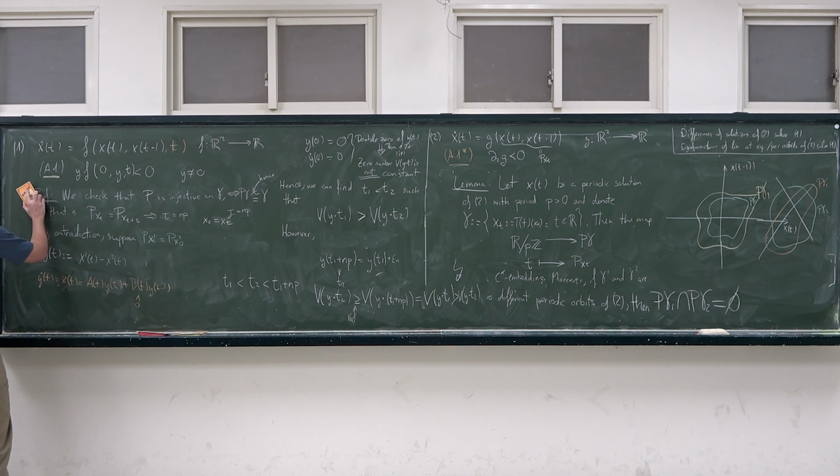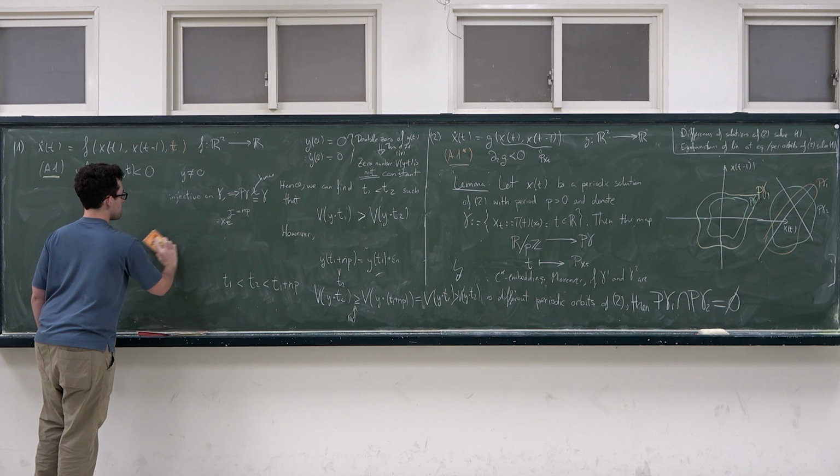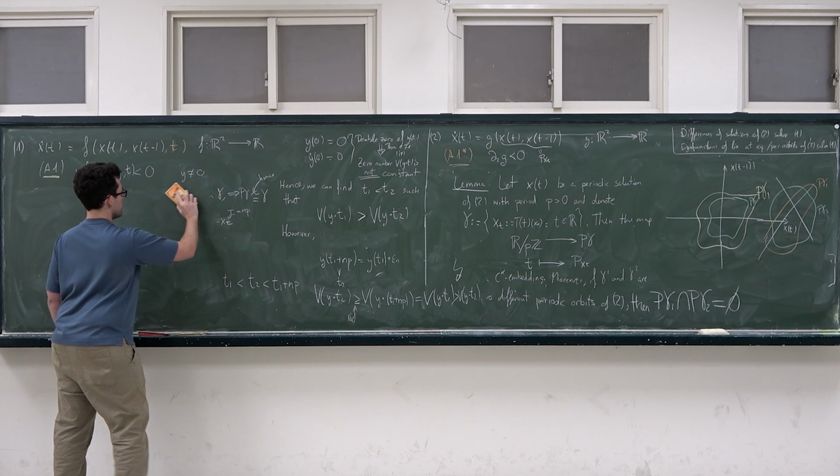So now I will erase this. Sorry about the mess. And the more general theorem regarding omega limit sets is actually a Poincaré-Bendixson theorem.